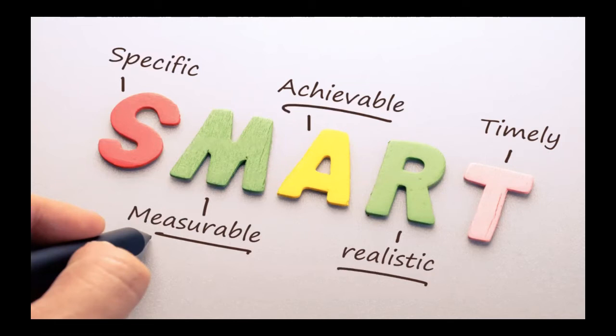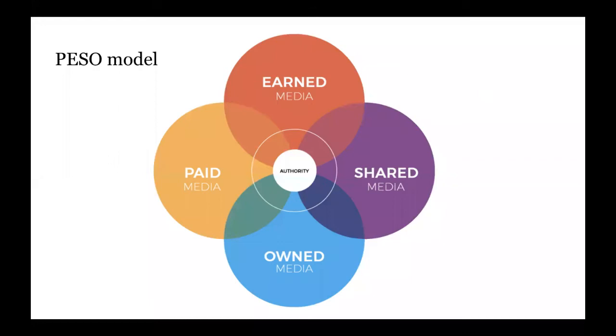Next, I want to talk about what kinds of media there are that you can include in your communication plan, and this is where being specific helps. You can really target your objectives to different kinds of media or how you're going to get your message out. As you see here, this is the PESO model. If you're not familiar with it, it's kind of a communication PR industry standard, and it outlines earned, shared, owned, and paid media.